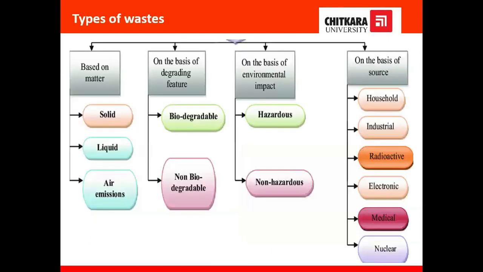So these are the general types. Most of the people are aware. They know what waste is and what the classifications are. But we can categorize them on the basis of four major categories: matter, degradability and environmental impacts, as well as source of their generation. So, the first one is based on the matter. Waste might be in the form of solid, liquid, as well as air.